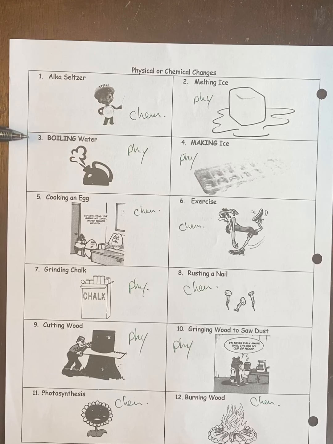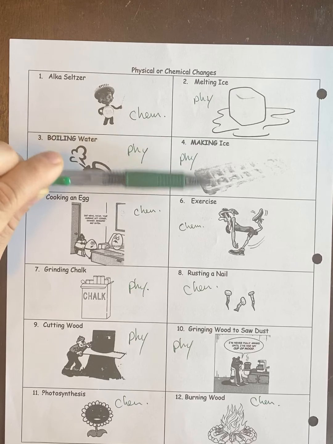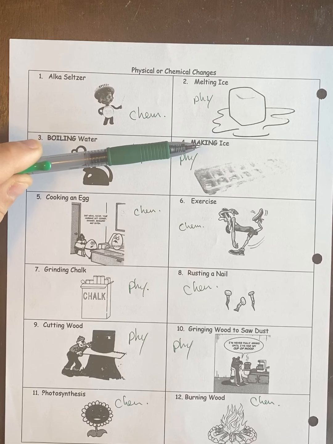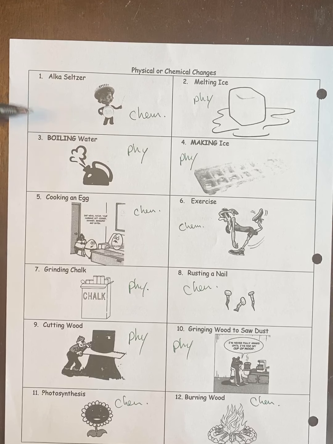Melting ice, boiling water, making ice. They are all physical changes. We find all of those things, right? Fusion, solidification, and vaporization. We find them all on a heating cooling curve, therefore they're all physical.